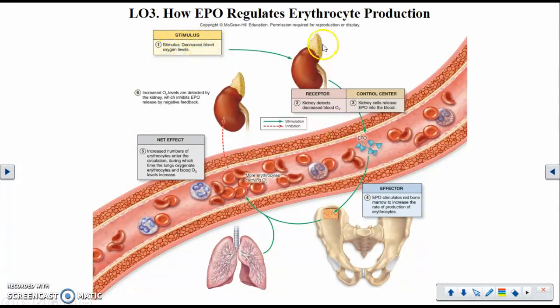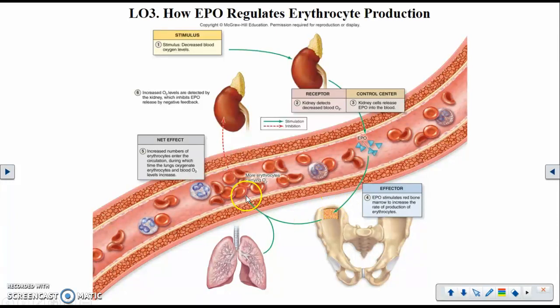So what happens is the receptors and control centers are both in the kidneys. The receptor senses that you have a decreased blood oxygen level, and in response, the receptor and the control center, the kidneys, release the hormone erythropoietin, or EPO. EPO does one thing, right? It triggers the mitotic divisions of multiple red blood cells from your red bone marrow. Specifically, as you remember, it's from the spongy bone.